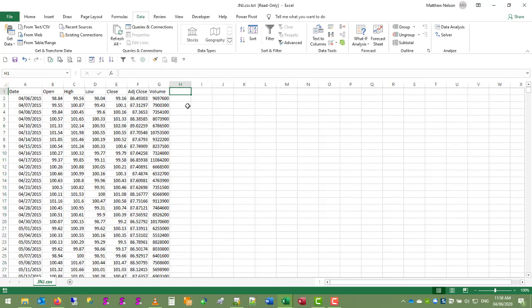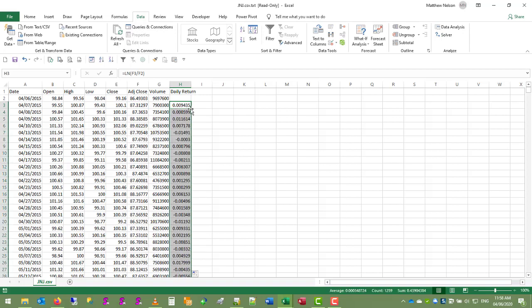So to begin, let's take the daily return using continuously compounded interest. So to get the daily return, we take the natural log of the adjusted close. We want the adjusted close because it takes into account reinvested dividends. And then extend our daily return down.